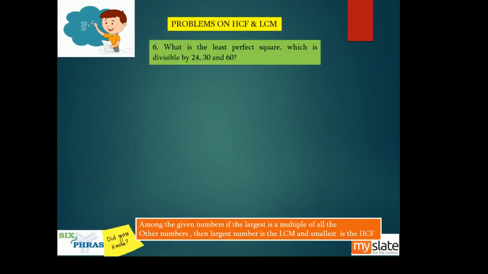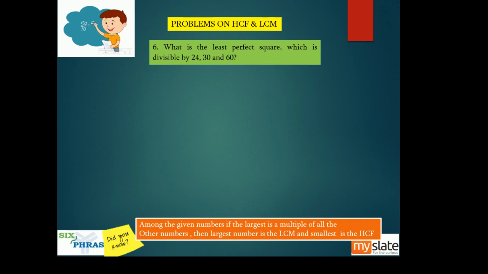What is the least perfect square which is divisible by 24, 30 and 60? The least perfect square. So I want you to pause this video, guys, and try it out and then come back. Yes, I hope you got an answer.